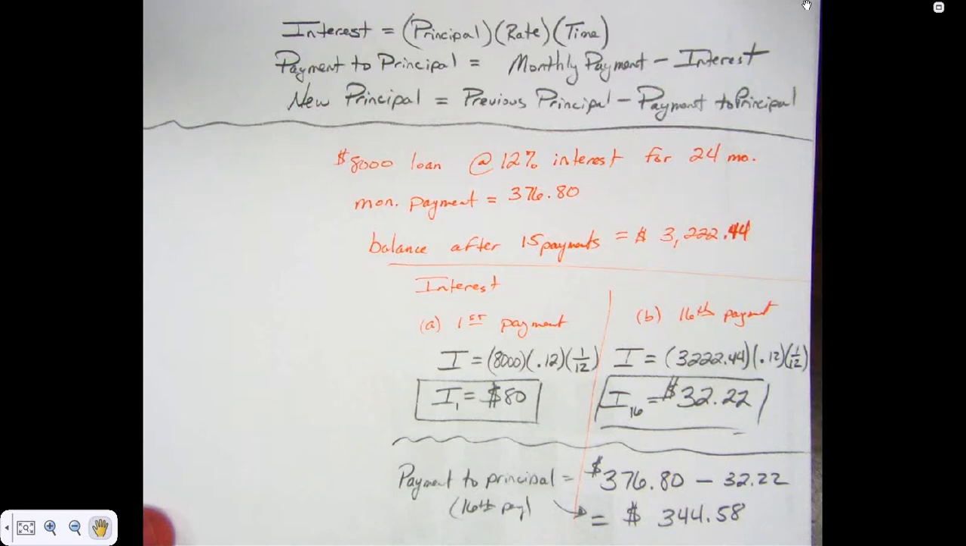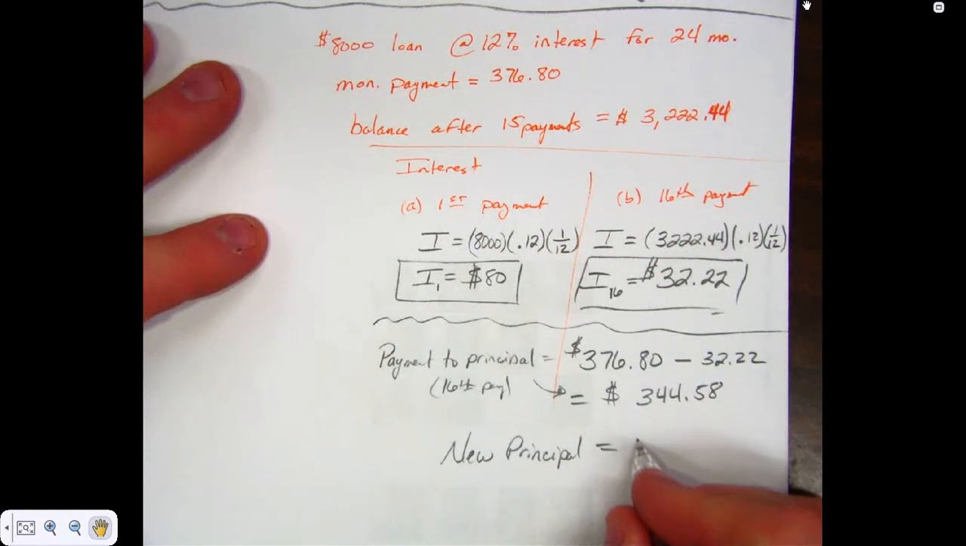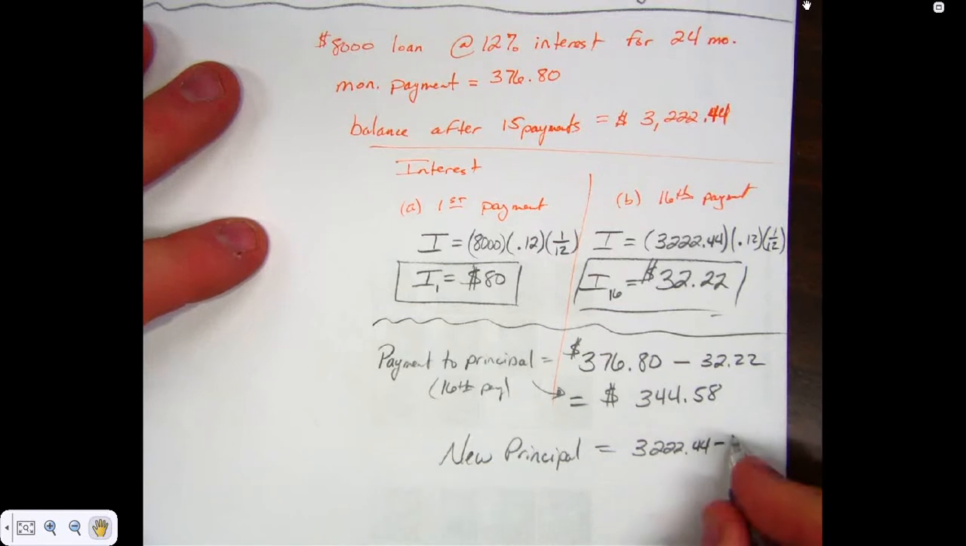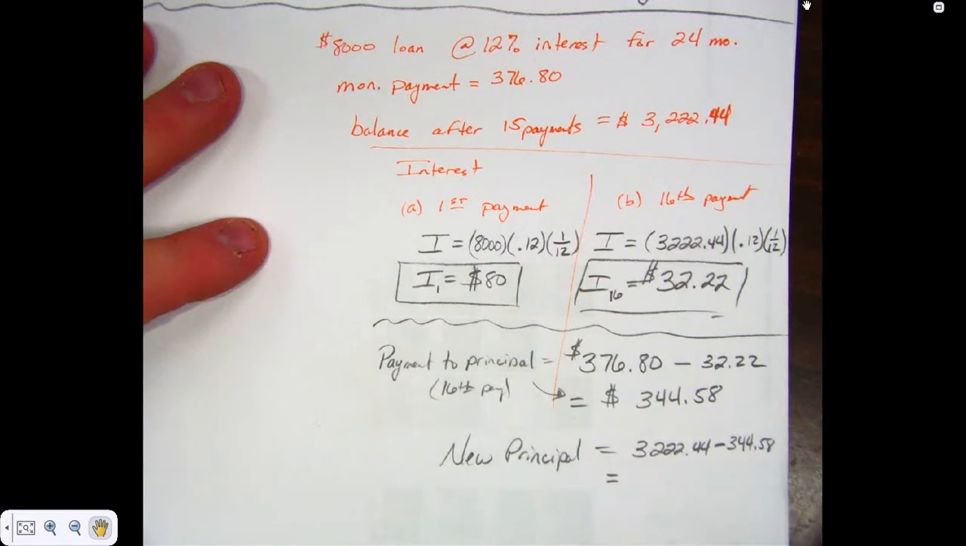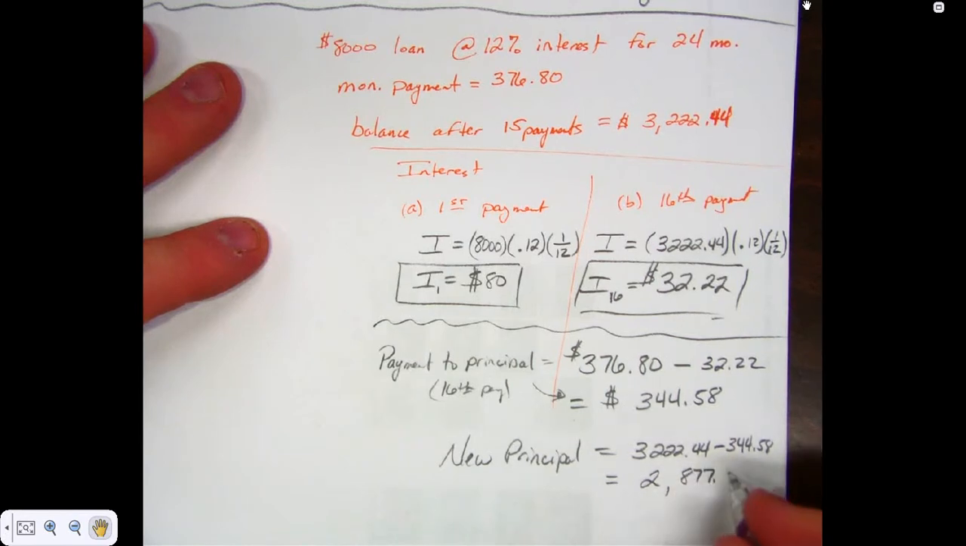So what then would your new principal be? Well, what was it before? $3,222.44. And in your last payment, you paid how much off of that? $344.58. So what is your new principal now? $2,877.86. Very good. So this is how much you owe.